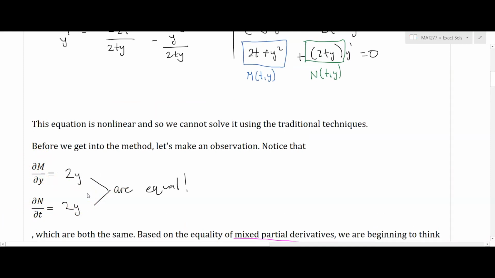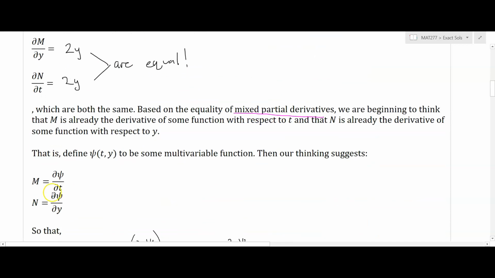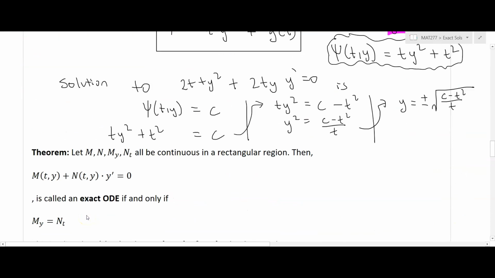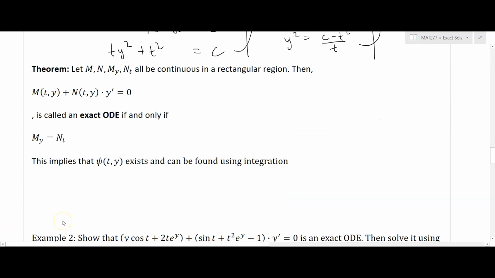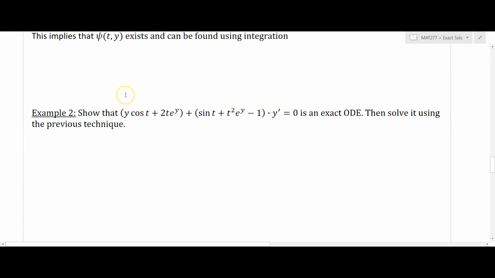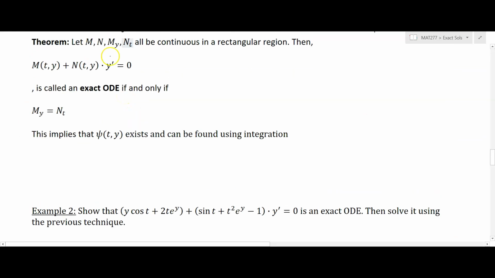And therefore that allowed us to think, well, these must be mixed partial derivatives, and they must both be coming from the same derivatives of the same function. So that's where this condition is important, that these two partials be equal. If they're not, then this method will not work. So this implies that psi exists and can be found using integration. So we've already established how that is true. Let's go ahead and take a look at another example to kind of iron this out a little bit more.